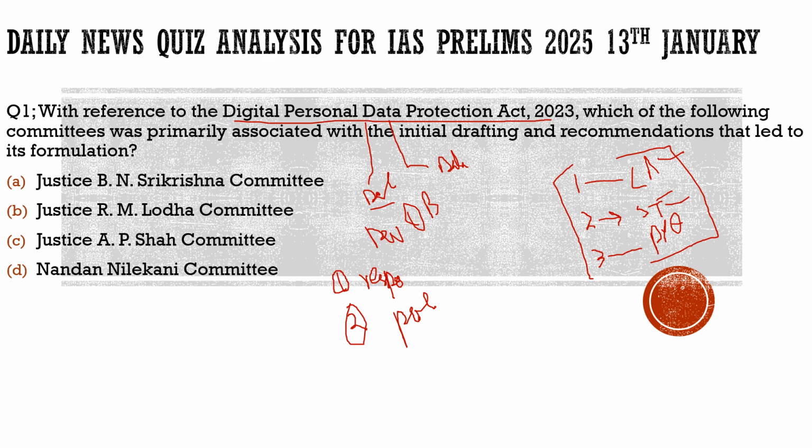Then the third thing it talks about is the right to be forgotten. This is one important thing. For example, if I had given my data on any platform and I want to delete it, I want to be forgotten, I can demand that the data fiduciaries please remove and delete my data, and they have to comply with that.